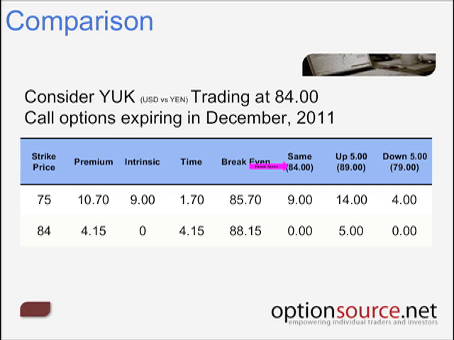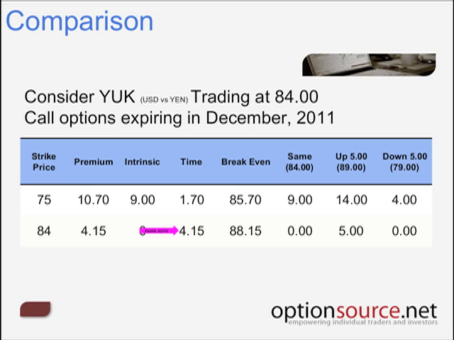Now, if we compare the 84 strike, once again, if the underlying security is at 84 on the third Friday of December, well, ultimately that option contract is going to expire worthless, and we'll have lost our entire premium. If the pair goes up to 89, well, it's only going to be worth $5. So remember, we put up $4.15, but we're only going to be able to offset that for the $5, because remember, we have a break-even that we have to consider.